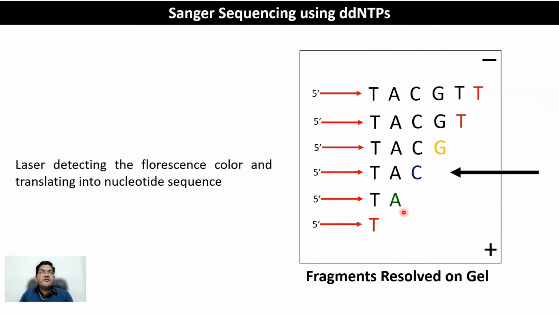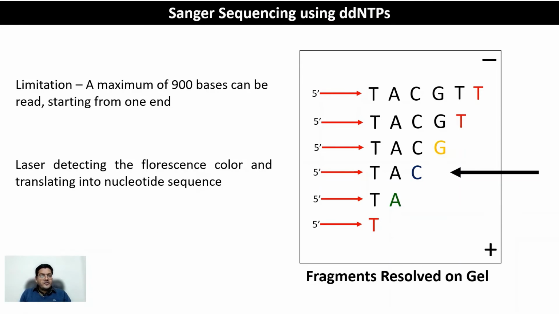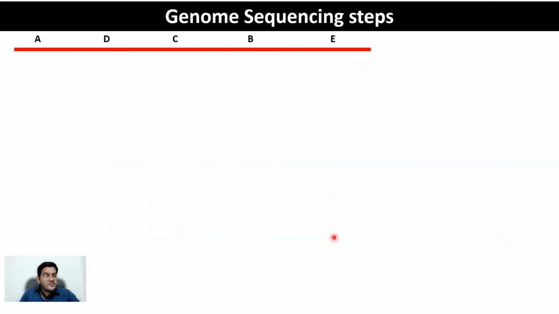However, there are limitations to the technique. One of the major limitations of Sanger sequencing is that you can only sequence around 900 bases starting from one end, right? So now the question is, if you have a larger piece of DNA to sequence, how do you go about sequencing it? One obvious solution is to break the larger problem into smaller individual problems.